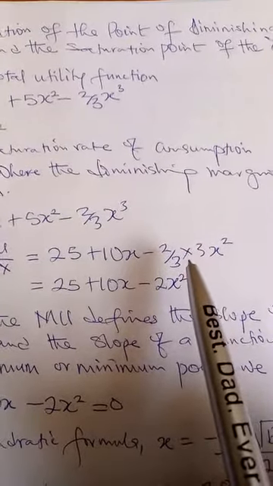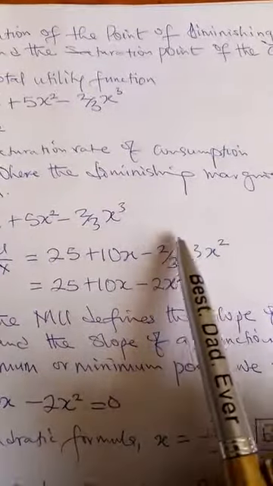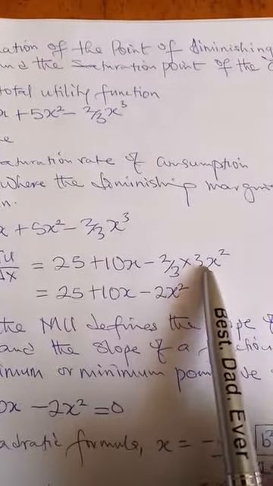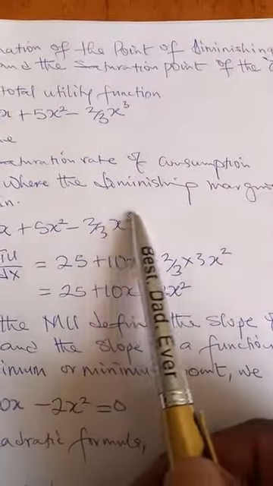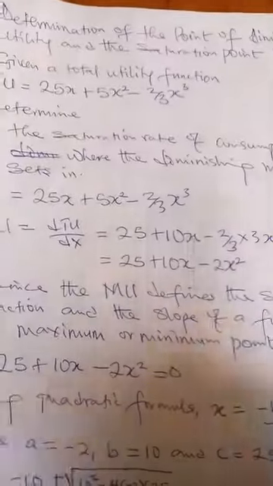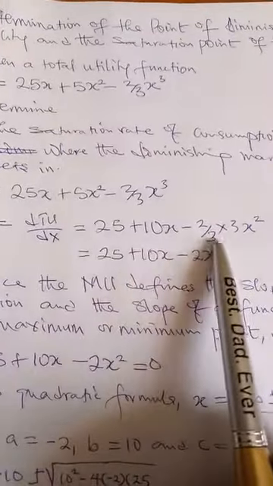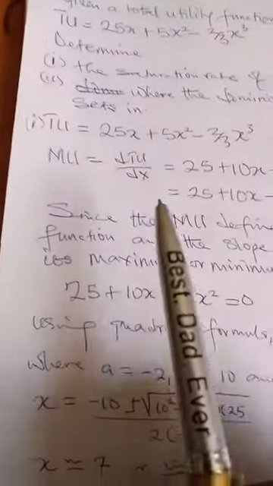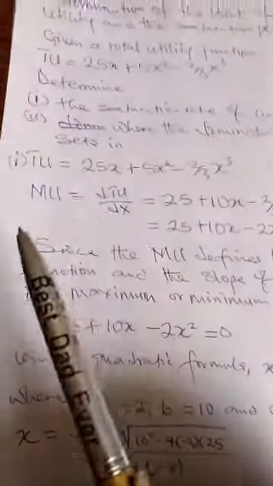Minus 2 over 3 times, the power here, you bring it down to multiply, 3s squared. Reduce the cube here by 1. That's what we did here. That will give us 25 plus 10s minus 2s squared. So, having taken that, you look at this.